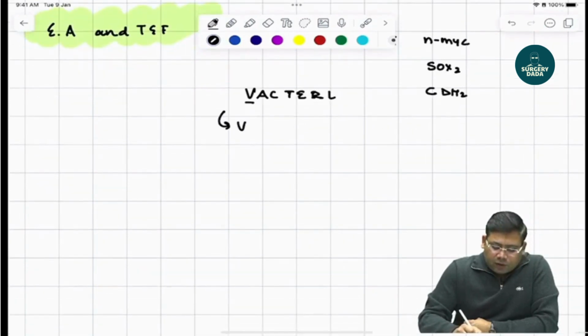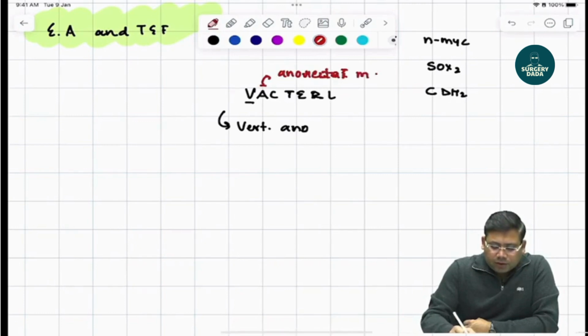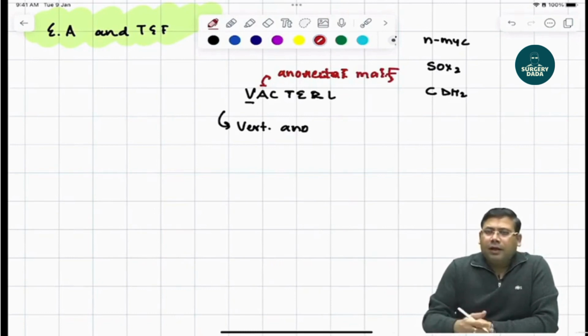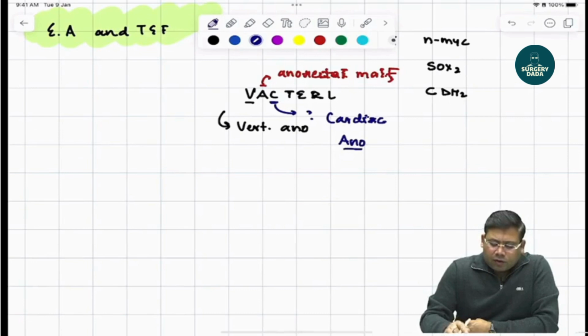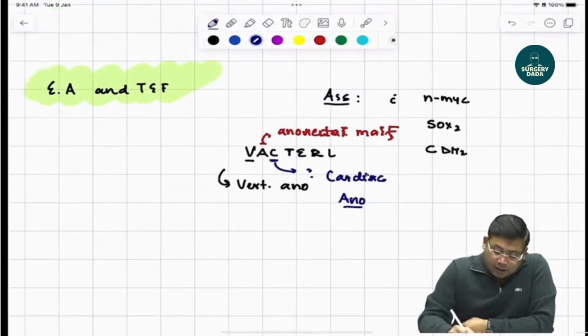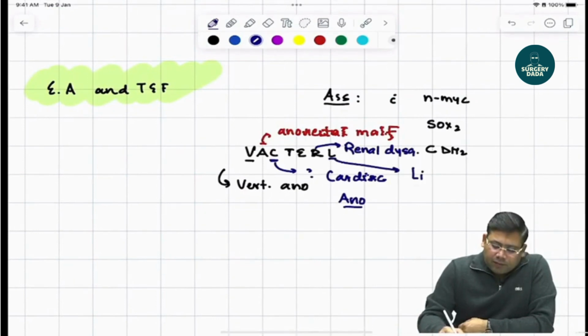V stands for vertebral anomalies, this is one thing. A stands for anorectal malformations, so imperforate anus with or without fistula. Then we have C. What is C, students? C stands for cardiac anomalies, like tetralogy of Fallot, we may have ASD, VSD. R stands for renal dysgenesis, and L we have limb hypoplasia.